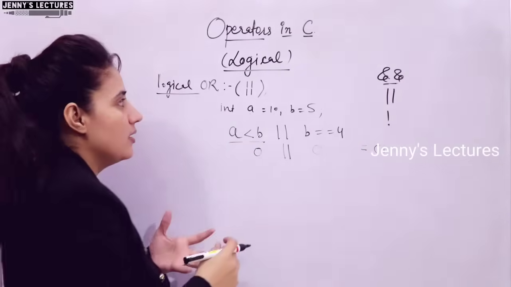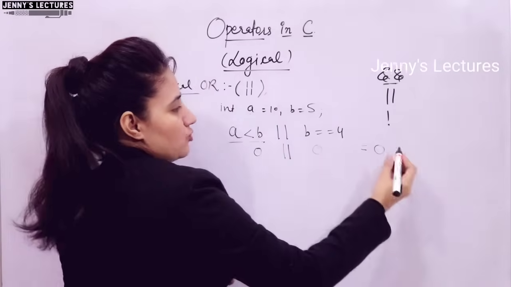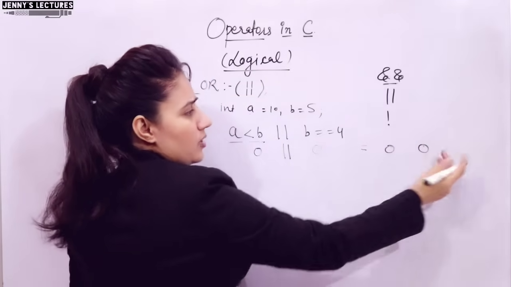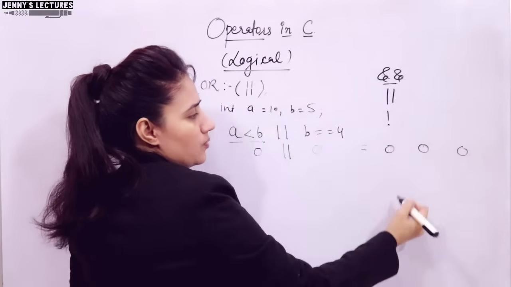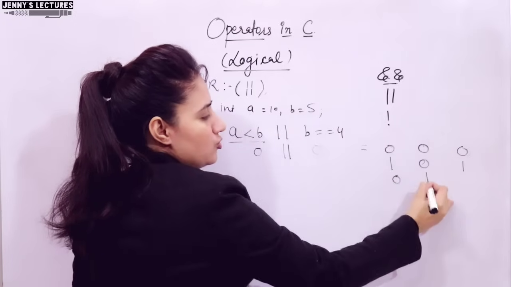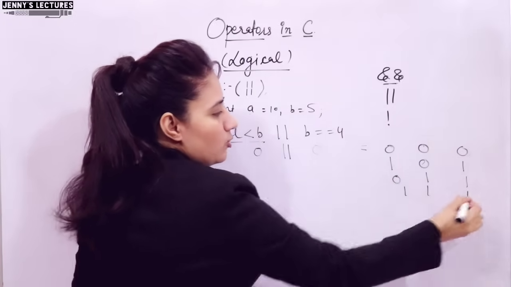So you can say the truth table of this OR is what? If both the operands are 0, then the output would be 0. If any one is 1, then the output is 1. If this is 1, then also 1. If both are 1, then also 1.